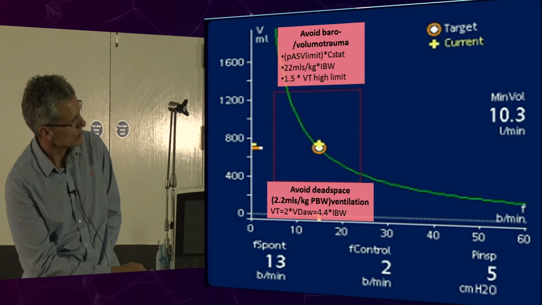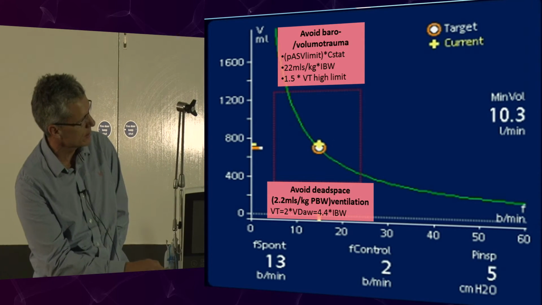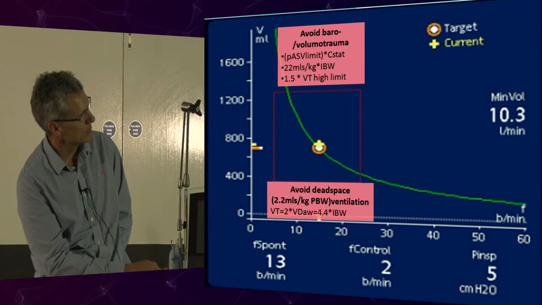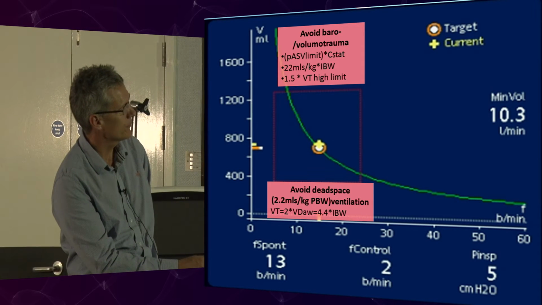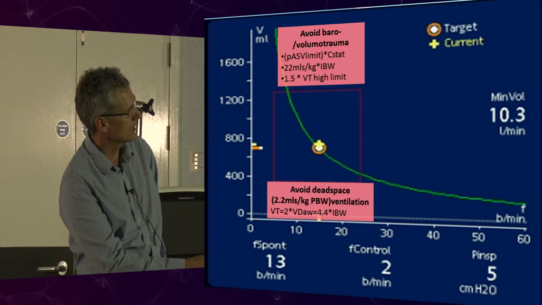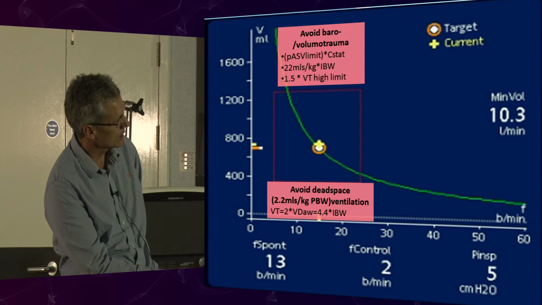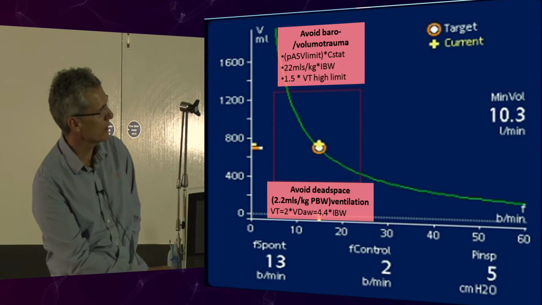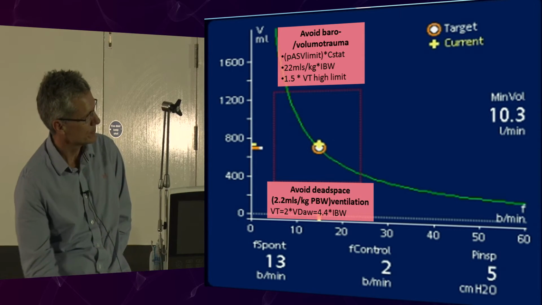But the thing which affects the top of this box, whether it sits up here or whether it sits up here the most, is the PASV limit multiplied by the static compliance. Okay? So if your lung gets stiffer, you'll have a set number multiplied by a smaller number. So that means the top of your box goes down. Okay? If you have a bad COPD patient, so the compliance is high, the top of the box will go up.